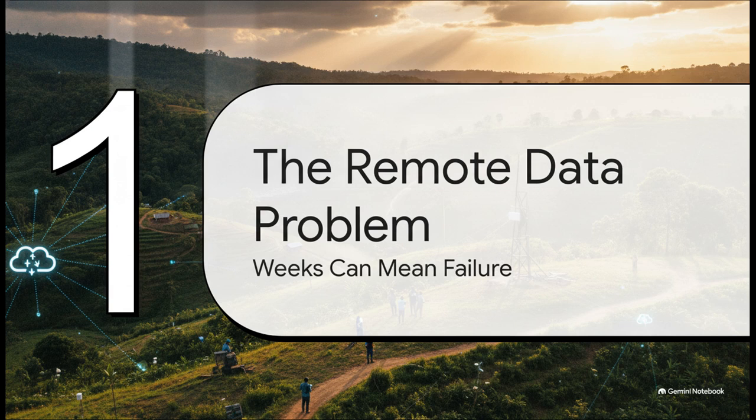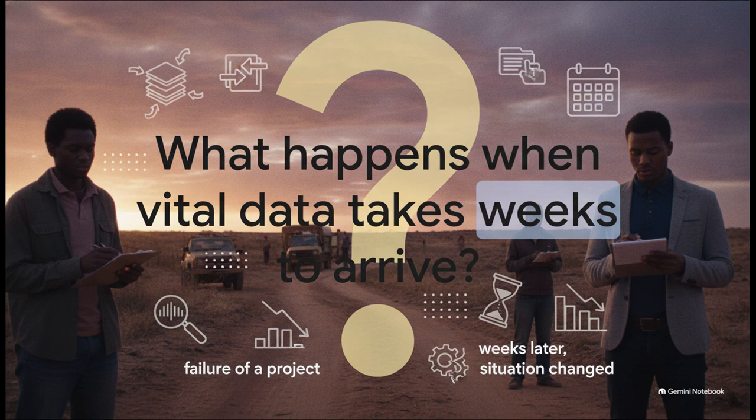All right, part one, the remote data problem. Why weeks can mean failure. So we really need to understand the stakes here. Imagine you're out there operating in some of the most remote forests, farms, or disconnected regions on the planet for an NGO. I want to ask you this directly. What happens when the data you need to make a decision takes weeks to arrive? If you're relying on traditional methods, you know the drill. You're juggling scattered tools, manually exporting files, and just waiting around on teams to finish their analysis. By the time those reports actually hit your desk weeks later, the situation on the ground has completely changed. Making a decision too late can literally mean the failure of a project.